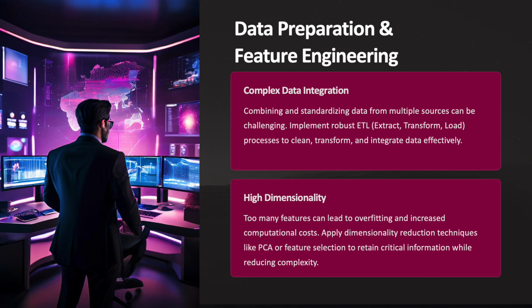accuracy. However, this process can lead to high dimensionality, where the dataset has too many features. High dimensionality can cause overfitting, where the model performs well on training data but poorly on new unseen data, and it can also increase computational costs. To tackle this, dimensionality reduction techniques like principal component analysis and feature selection are used. PCA reduces the number of features by transforming them into a smaller set of uncorrelated components while retaining most of the original information. Feature selection, on the other hand, identifies and retains only the most relevant features.